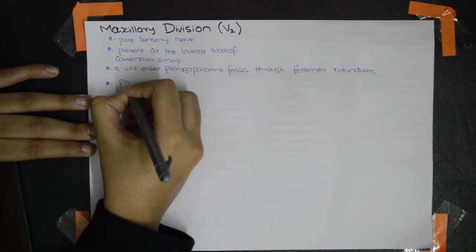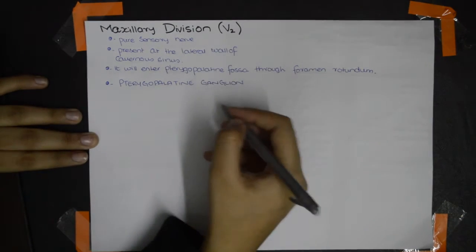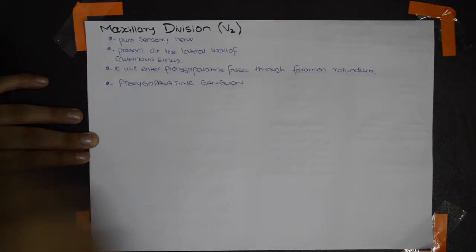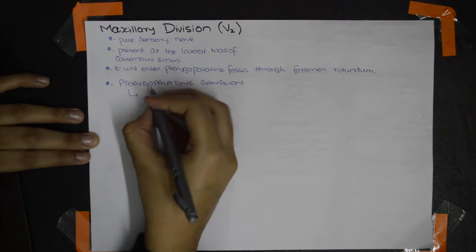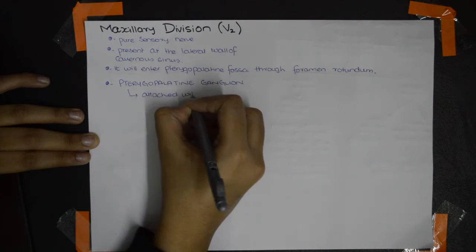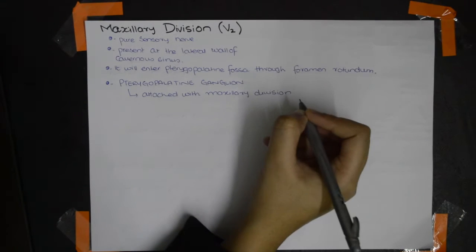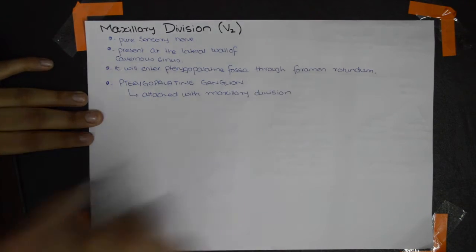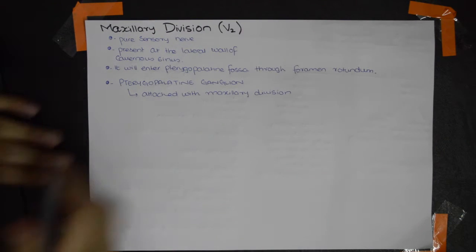Now about the pterygopalatine ganglion. This pterygopalatine ganglion is present in the pterygopalatine fossa, and it is attached to the maxillary division as well. So we know two things about the pterygopalatine ganglion: that it is in the pterygopalatine fossa, and that it has an attachment with the maxillary division.